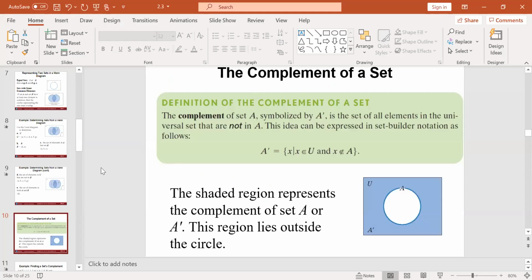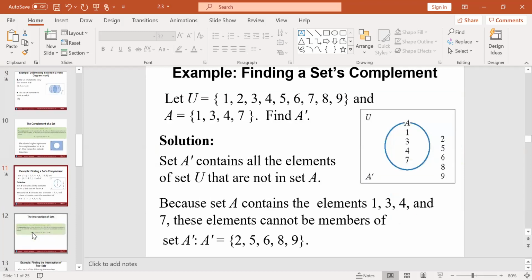So when we talk about the complement, we're talking about things that are not in our main set A, but they still have to be in the universal set. We don't want to go wild with it. So let's look at this example.